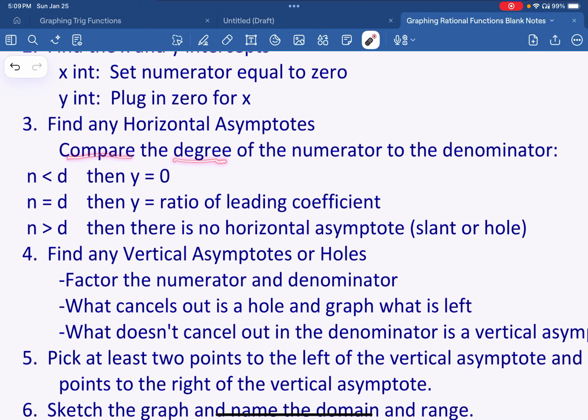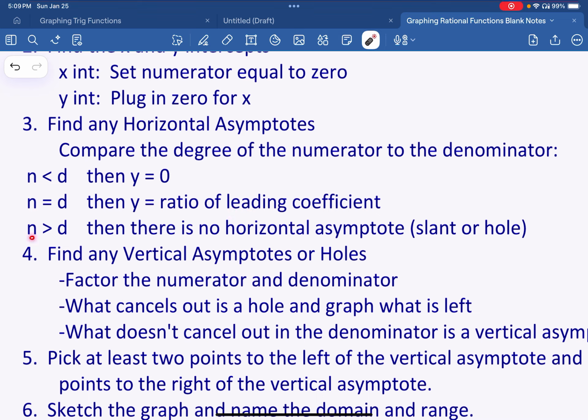the degree of the numerator to the degree of the denominator. And in order to represent this, I'm using n to represent the degree of the numerator, and I'm using d to represent the degree of the denominator. If the degree of the numerator is less than the degree of the denominator, then your horizontal asymptote is going to be at y equals 0. If the degree of the numerator equals the degree of the denominator, then the horizontal asymptote will be y equals a ratio of the leading coefficients.